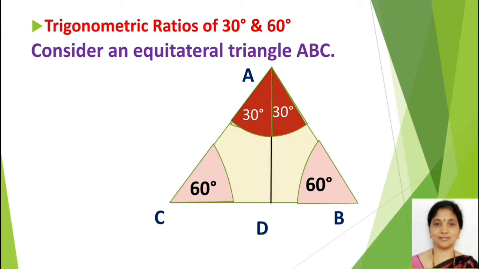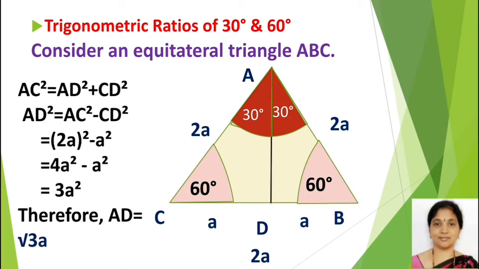Okay, so now here I am taking the sides of the equilateral triangle equal to 2a. That means AC length is equal to 2a, then AB is also equal to 2a, and BC length is also equal to 2a. And observe that the line AD divides BC into two equal parts. Then CD length becomes a and DB length also becomes a. Okay, so here I am considering the triangle ADC. Based on that we find the trigonometric ratios of 30 degrees and 60 degrees. Just see here.